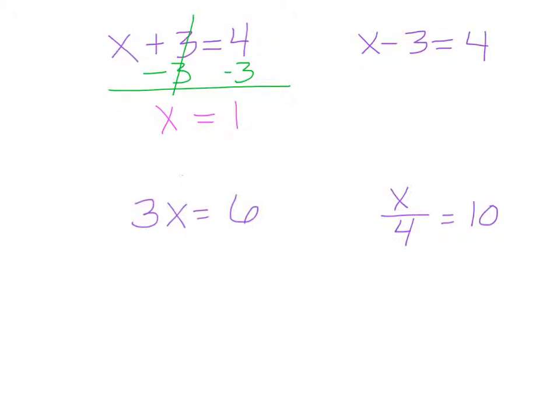Over here, if we had x minus 3 equals 4, to get the x alone, we would add 3, using the inverse operation of addition. The 3's would cancel, leaving us with x is equal to 7.